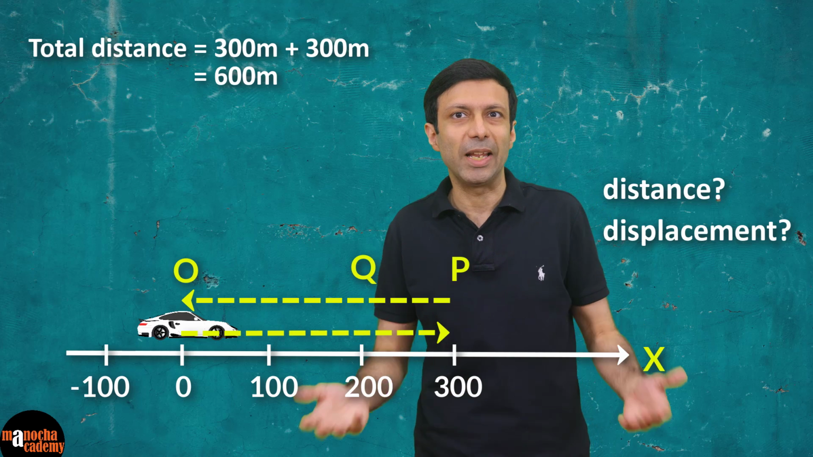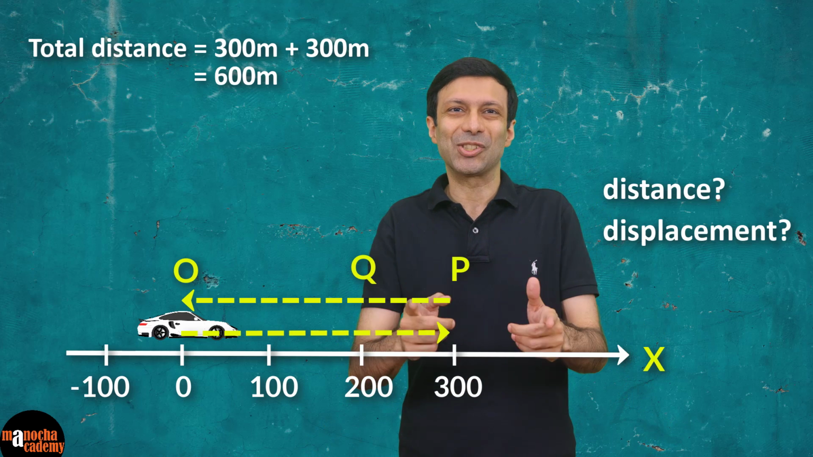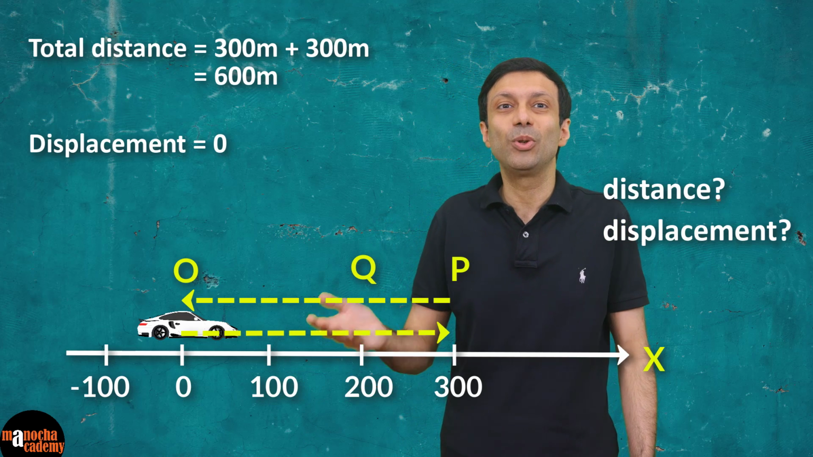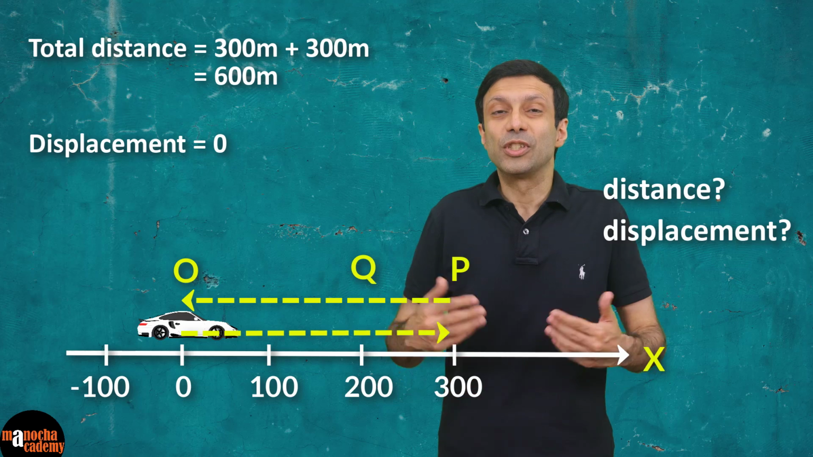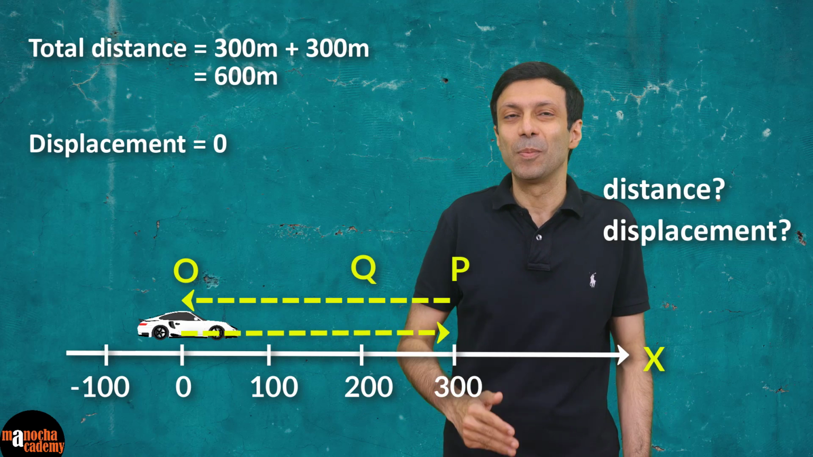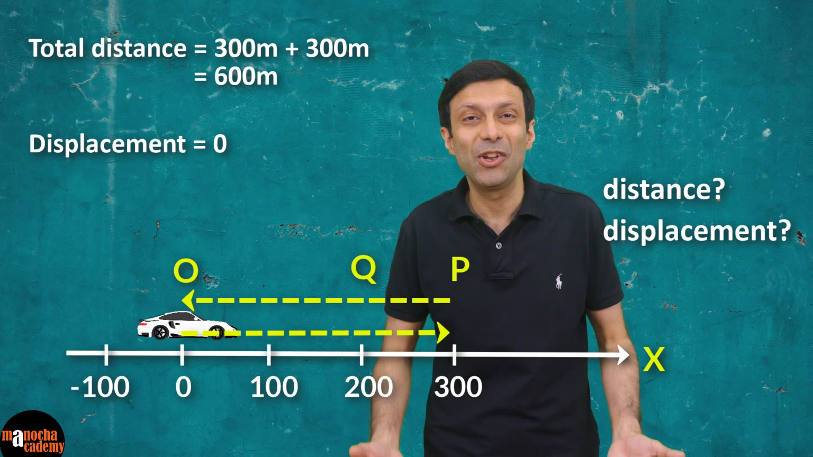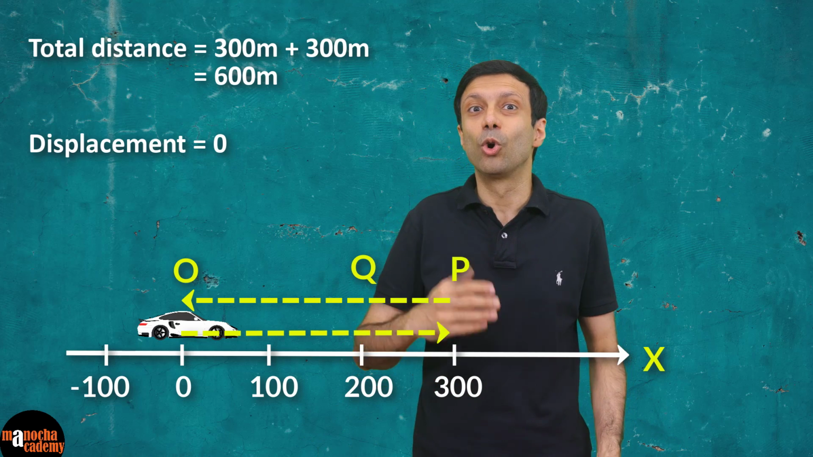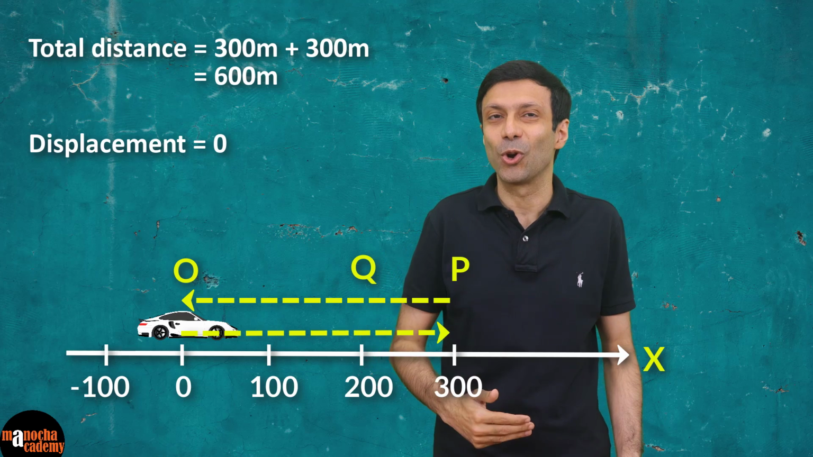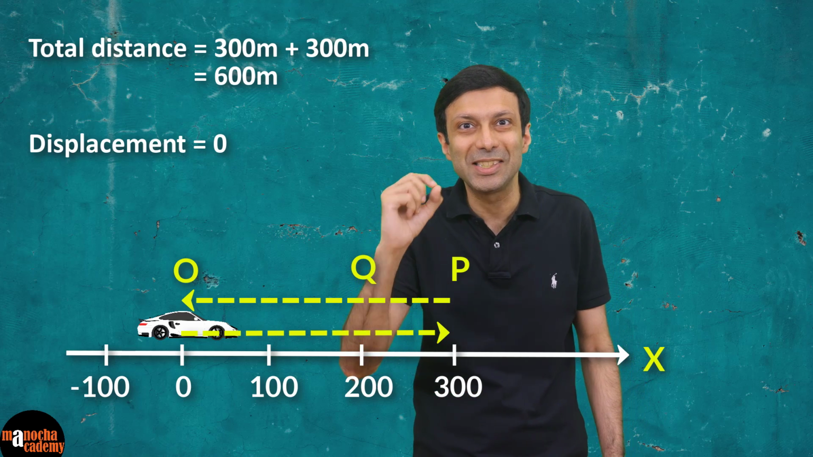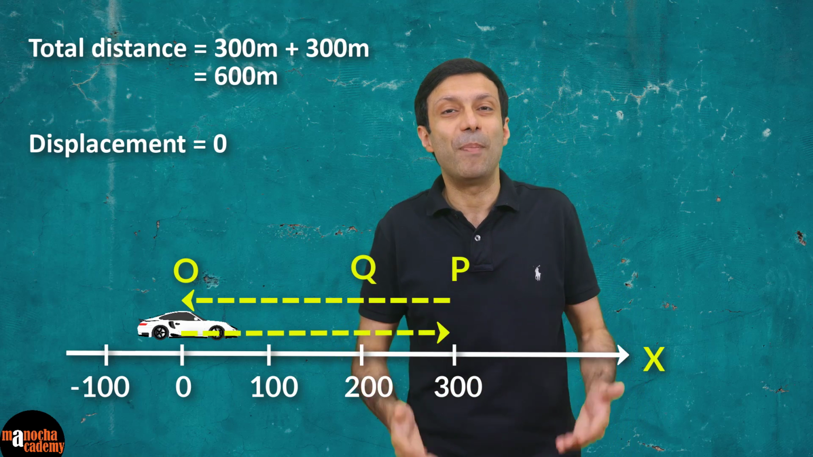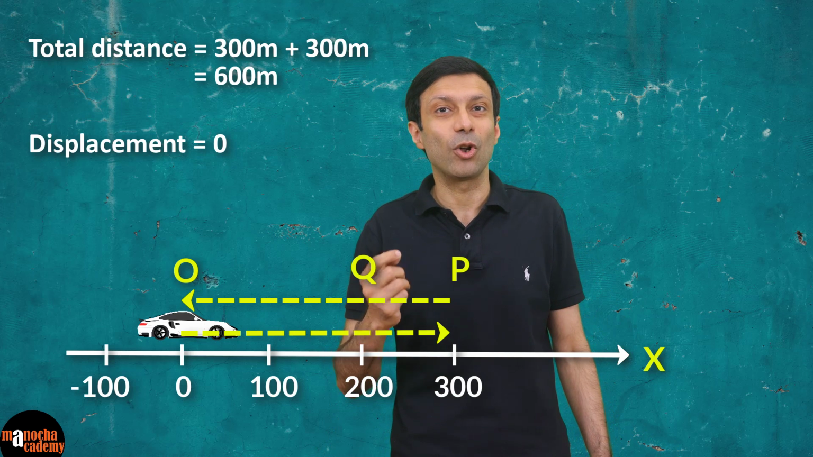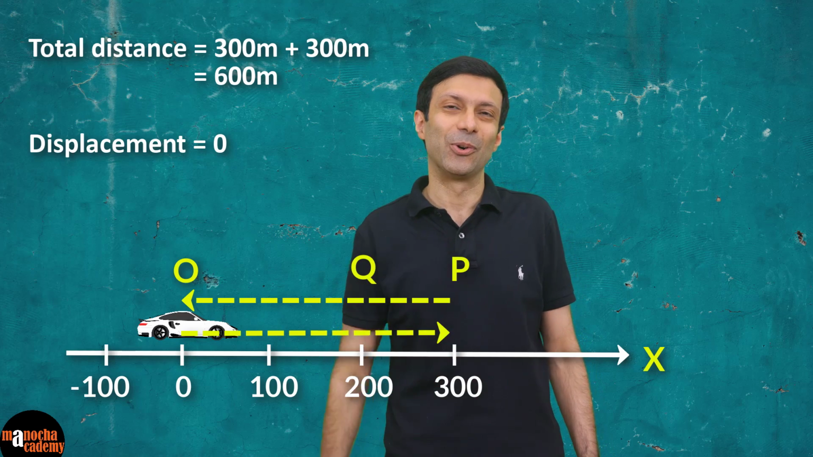Now what is the displacement? That's right, the displacement is 0 because the car has come back to the initial position. So since the car is back to its initial position, it has 0 displacement. It has not moved from it. So for example, if you go to your friend's place and come back to your home, your displacement is going to be 0 because you are back at your initial position. So remember, displacement of a moving body could be 0.